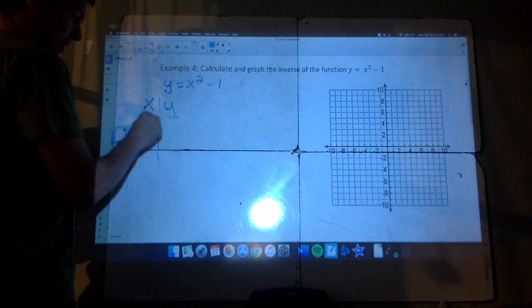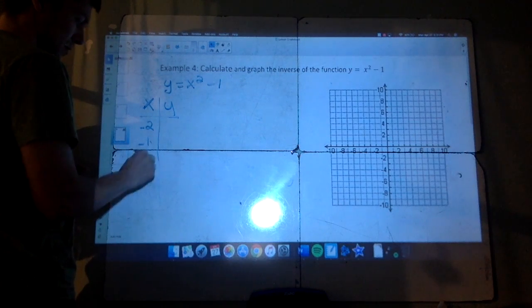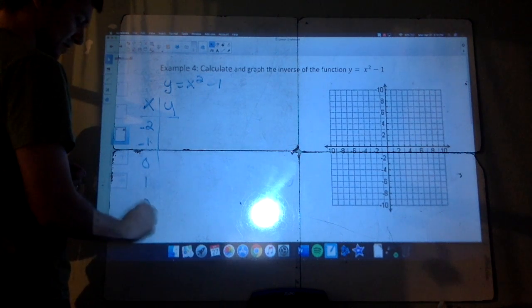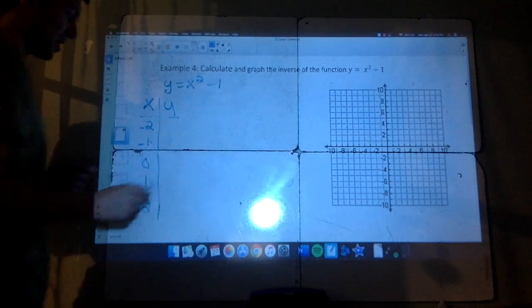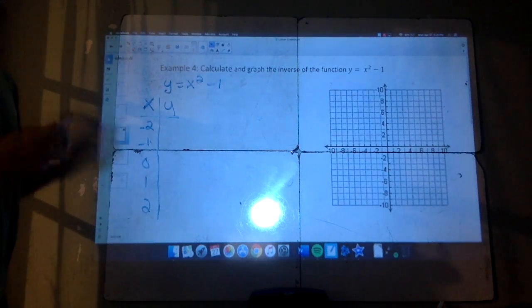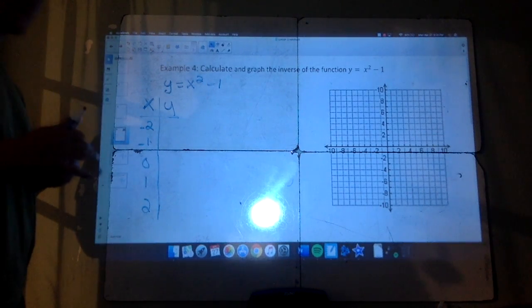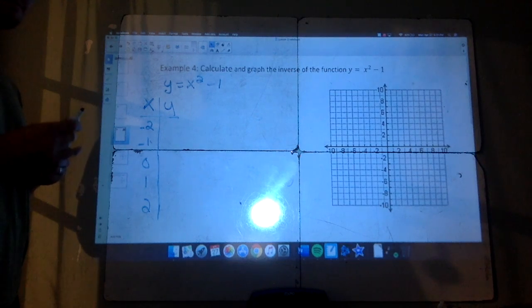And we're going to go from negative 2 all the way to positive 2. So I want you to pause the video. You're going to put that in for x and then solve for y. So pause the video and try to make that table on your own.